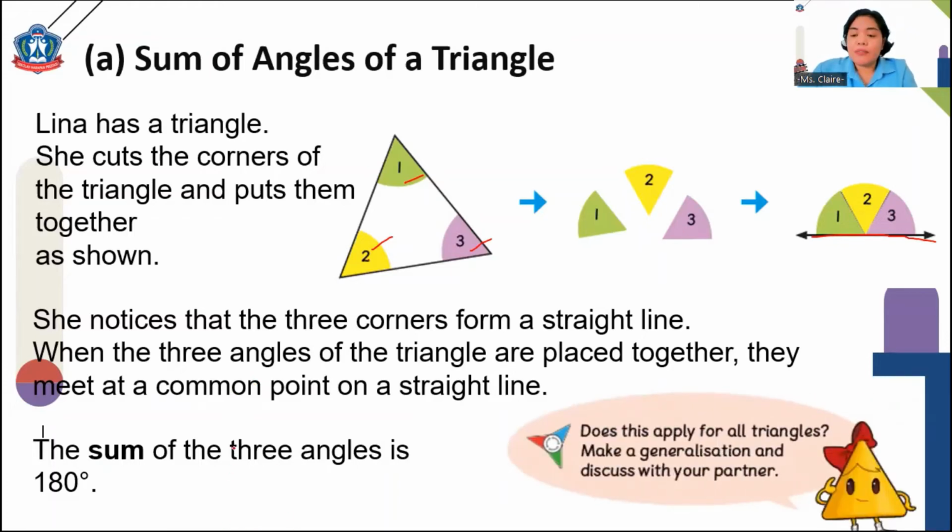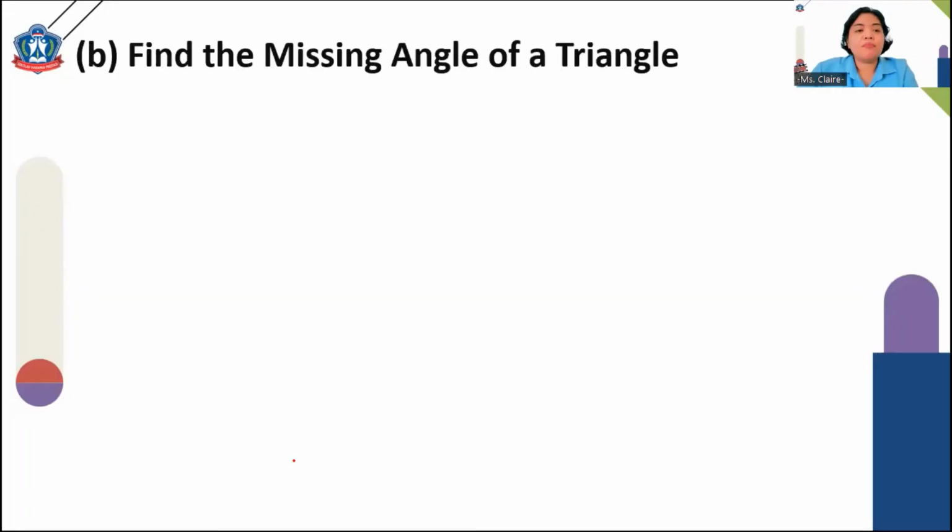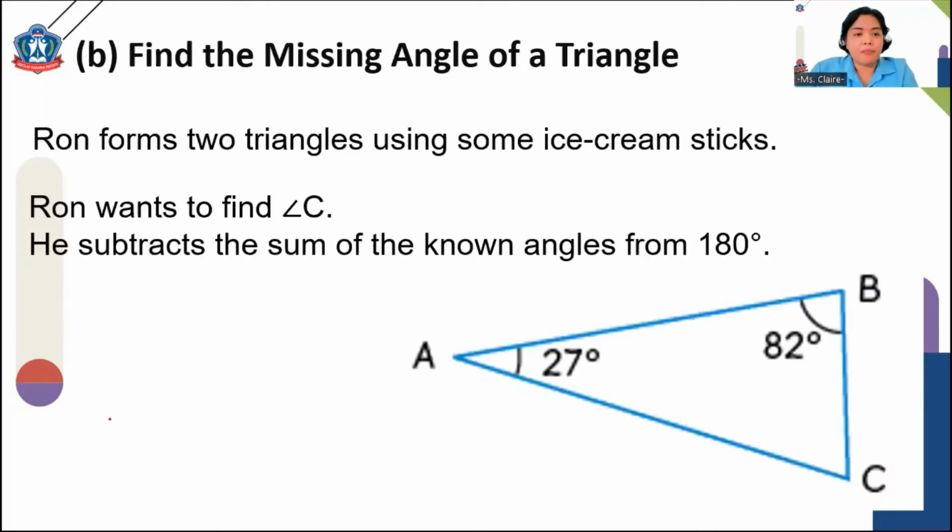Okay, does this apply for all triangles? What have you observed? So during our class, we will discuss if all triangles, the sum of their angles is 180 degrees. Now, finding the missing angle of a triangle. So, how to find if only two are given? We will going to find the missing angle.